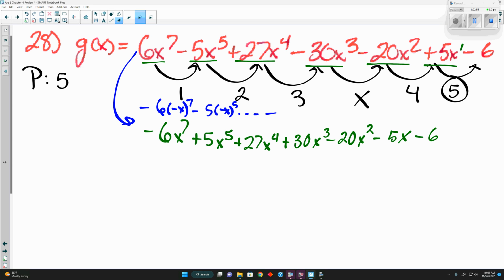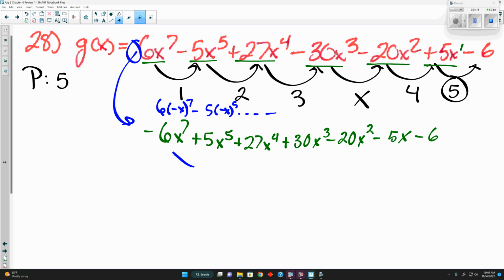So it was positive here. Yeah, so that should have been like that. So I just went through because when I worked this out for this one here, I just went on and changed it. I didn't rewrite it out with parentheses around the negative x. Odd power changed the sign, even power stays the same.